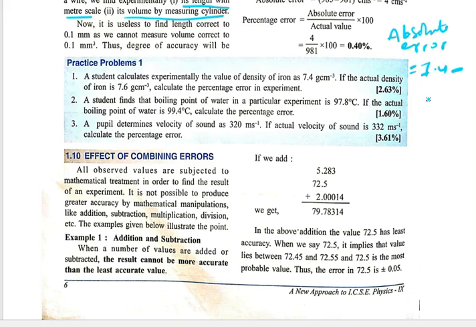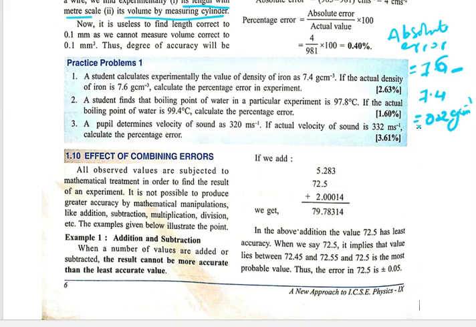So how to do this? As the experimental value is less than your actual value, we will write the bigger value first, and then only we will write the smaller value. So 7.6 minus 7.4, this will be 0.2 gram per centimeter cube. So we have got the absolute error.